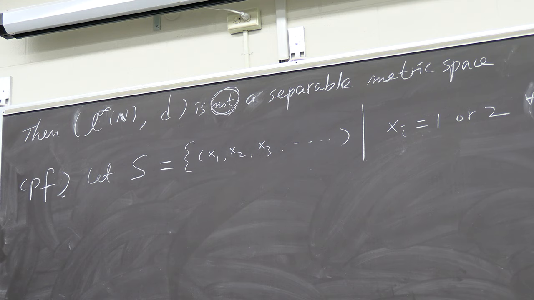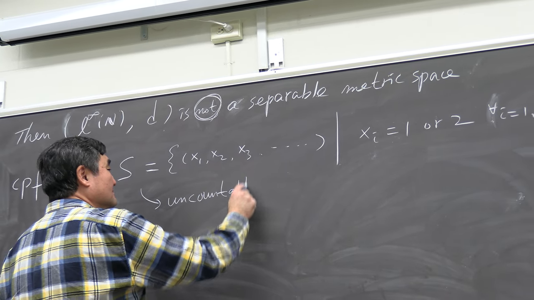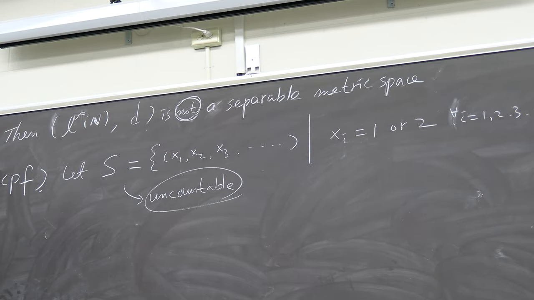Then what is the cardinality of this subset? Is it countable or uncountable? What is your idea about its cardinality? It looks countable, right? But unfortunately, it's not. That's an uncountable set.